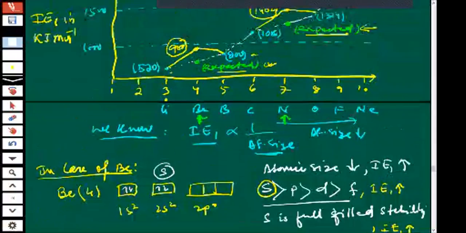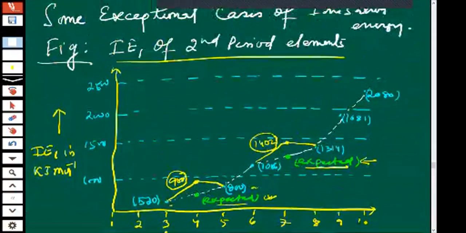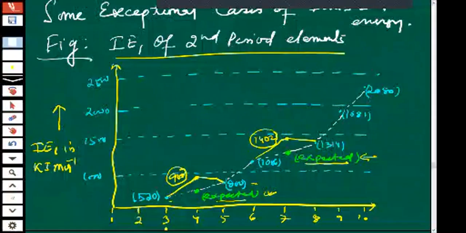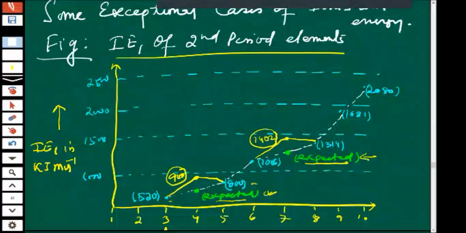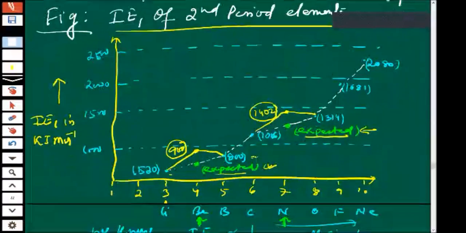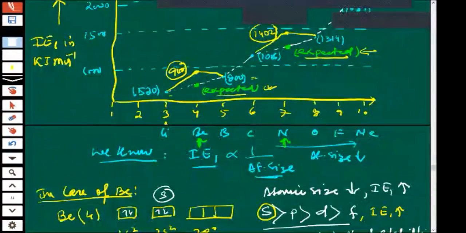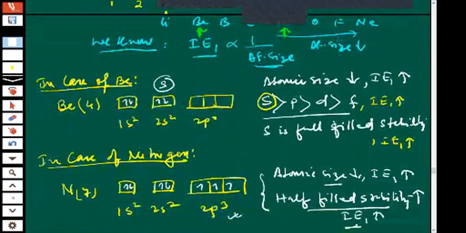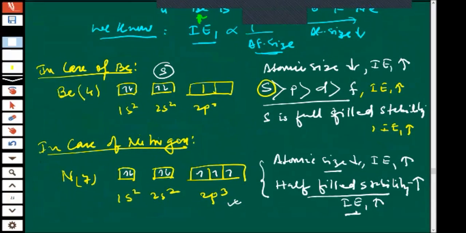So children, please note it down so that we can move forward. People will ask questions and we have to answer. Why is nitrogen showing different behavior? Why is beryllium showing different behavior? Have you completed, children? Please raise your hand, those who have completed.